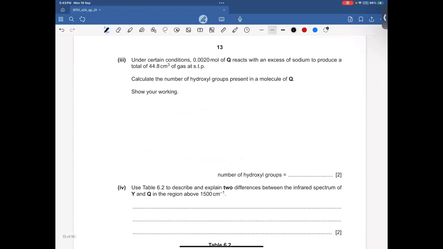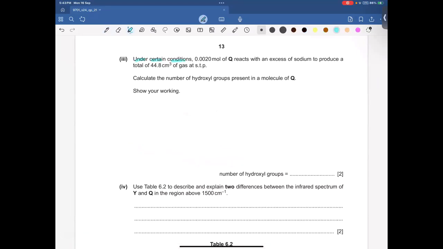Okay, now next question. Oh, calculation. Under certain conditions, 0.0020 moles of Q reacts with an excess of sodium to produce a total of 44.8 cm cube of gas at STP. At STP, any gas occupies a volume of 22.4 dm3. The examiner is looking for the number of hydroxyl groups present in a molecule of Q. Show your working.